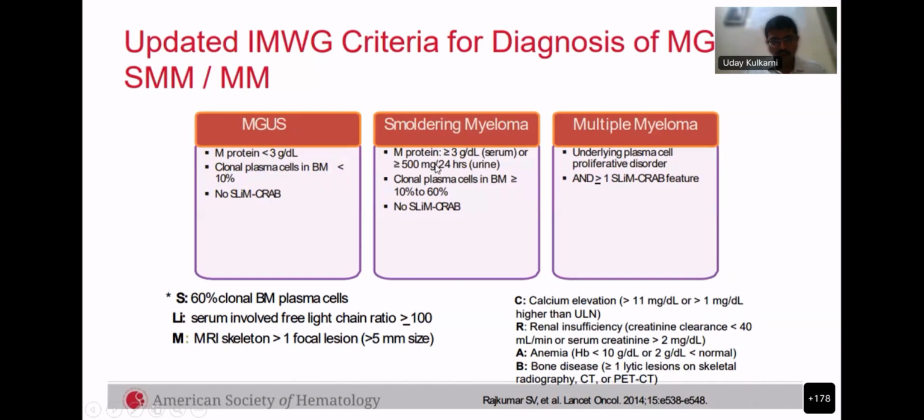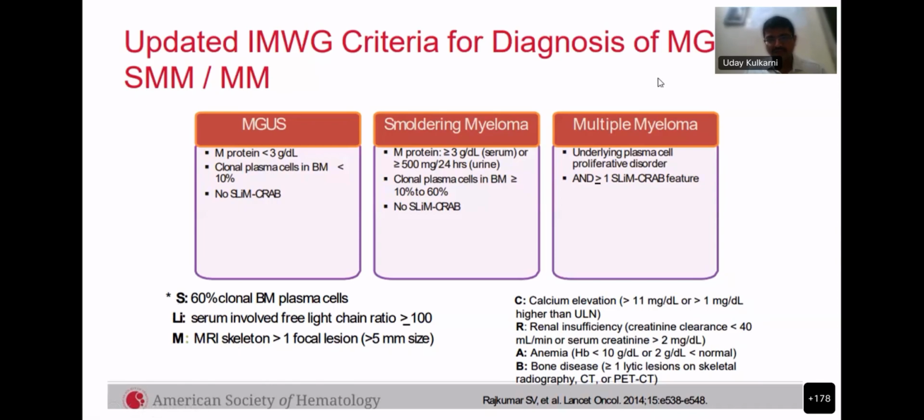Or in the urine, the monoclonal protein is more than 500 milligram over 24 hours, and the clonal plasma cells in the marrow are in the range of 10% to 60%. Because if it goes above 60%, as per the revised criteria, it will directly classify as a myeloma. So in smoldering myeloma, again, none of these features are present. Neither the CRAB features nor these 3 myeloma defining events are present.